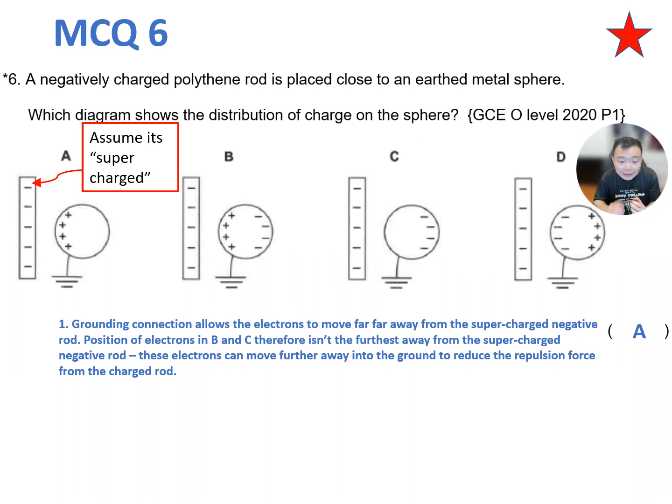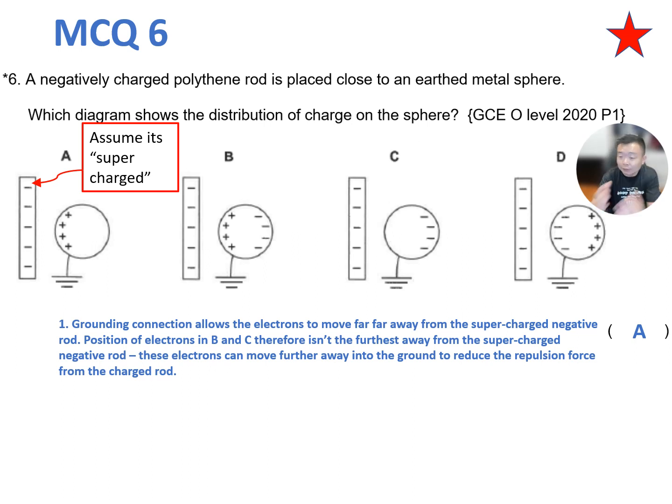They will not just stay on the right side of the sphere, because the grounding connection allows them to move even further away from the charged rod. So this is the explanation why in option B and C, the location of these electrons is not correct. Therefore B and C is out.